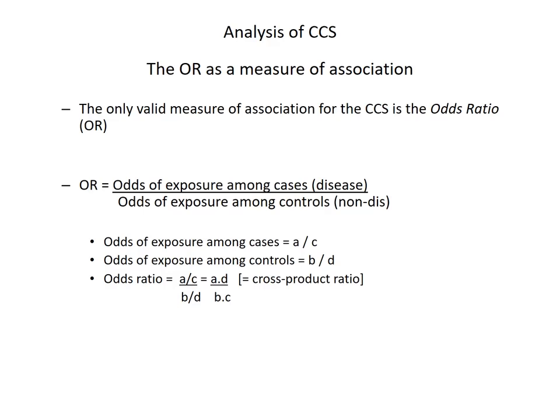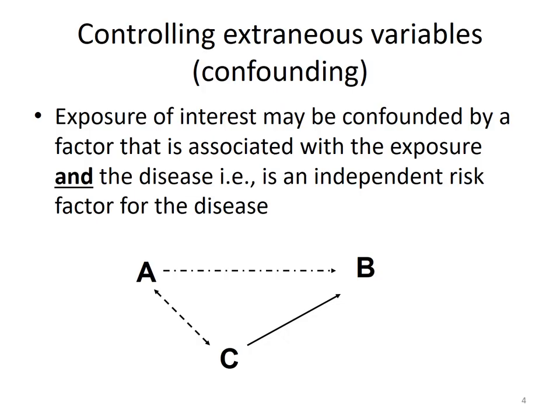Analysis of case control study. As we said previously, the odds ratio is the measure of association and the only valid measure to assess the relationship between exposure and outcome, and we talked about this previously. The second issue is to control for extraneous variables or confounding variables.